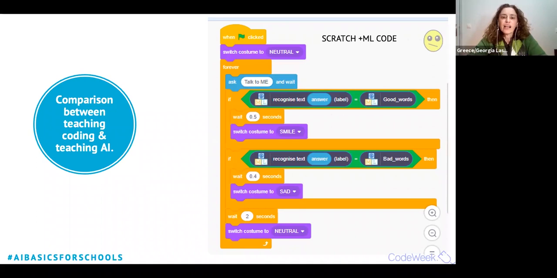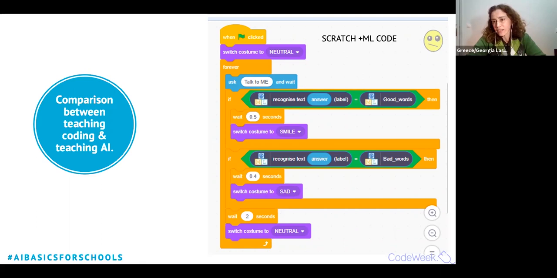So what we did, the next step, after they achieved the coding, was to use a machine learning tool, Machine Learning for Kids. They put in two buckets big amounts of good words and big amounts of bad expressions, and then we reprogrammed the same things but using the training data of the machine learning.